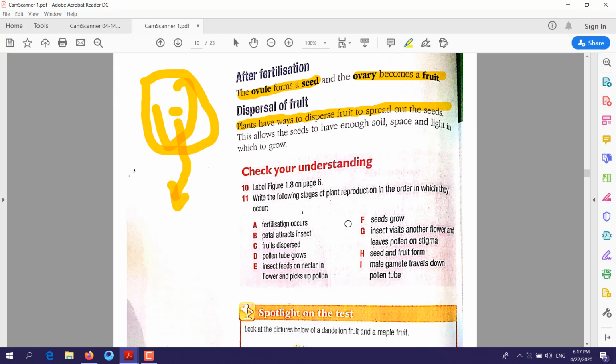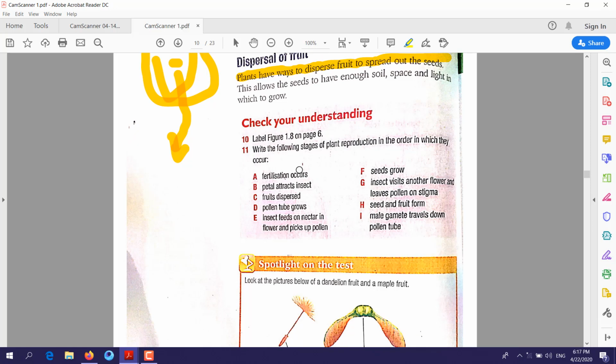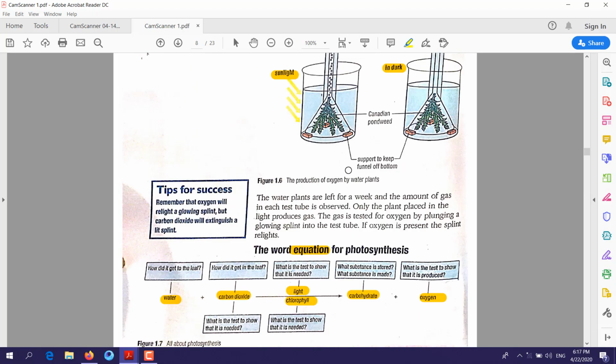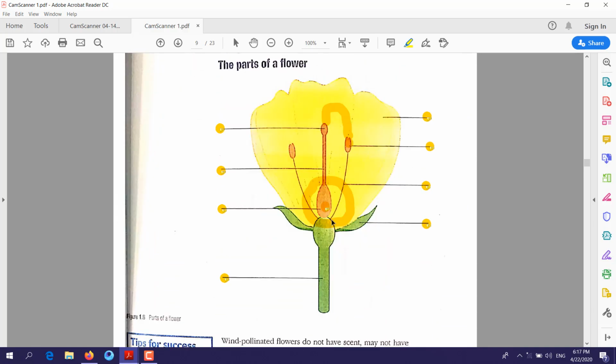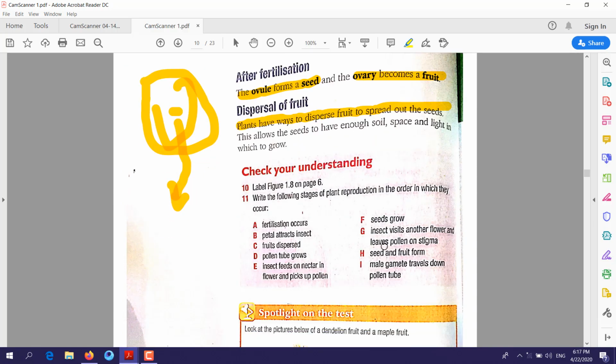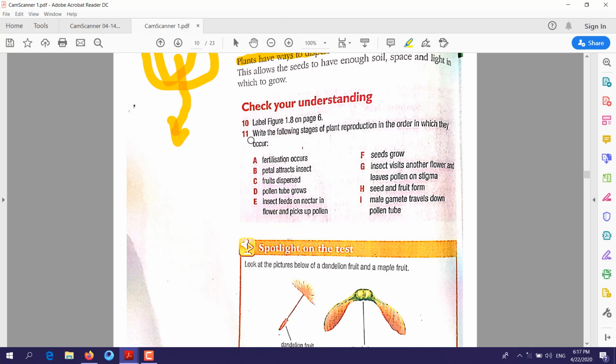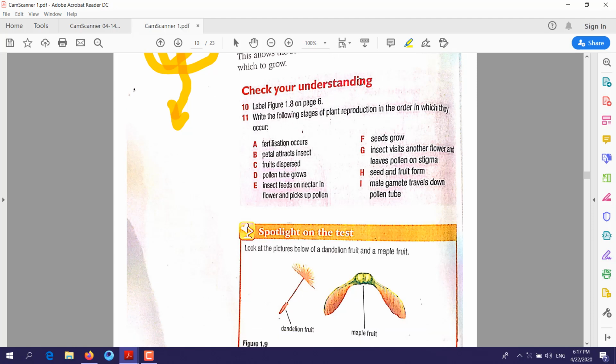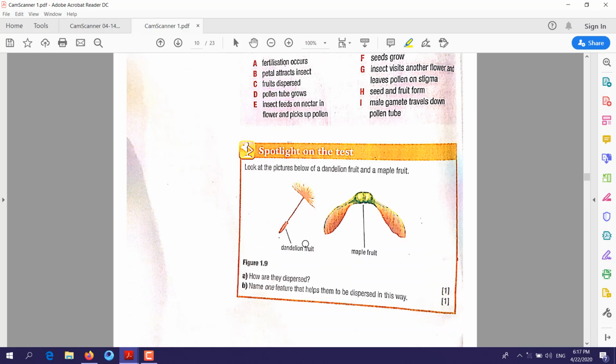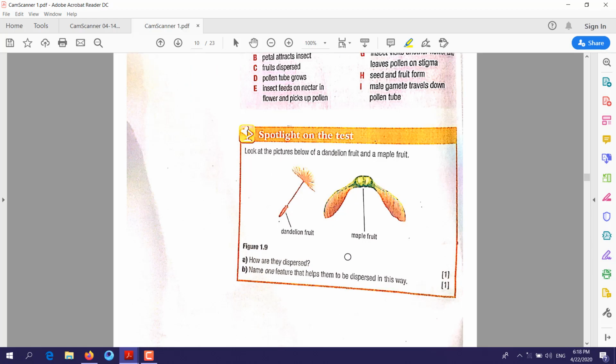Check your understanding. Label figure 1.8 on page 6. I labeled it, this one. So, your task now will be to complete the other questions. Complete the check your understanding questions, and also complete the spotlight on the test. So, this was everything about the second lesson from the revision guide.